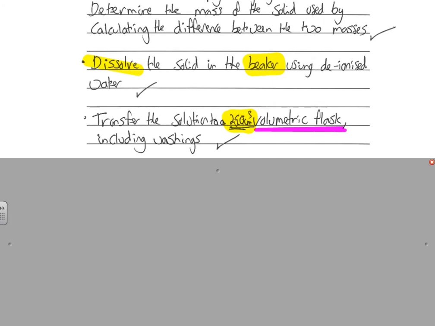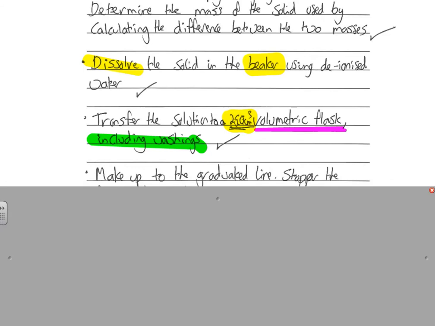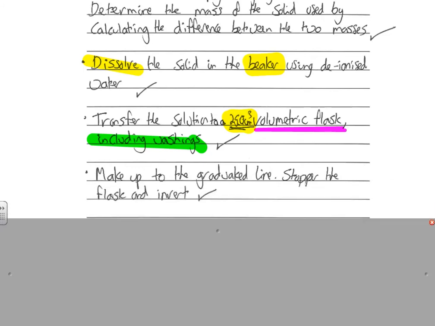The other thing, of course, is that the end of the sentence is that we're going to include our washings. So you transfer the solution, you'd rinse out your beaker with a little bit of water, put that into the volumetric flask. And at this moment, I've not finished my solution. I need to fill it up to the graduated line, stopper the flask and invert it.